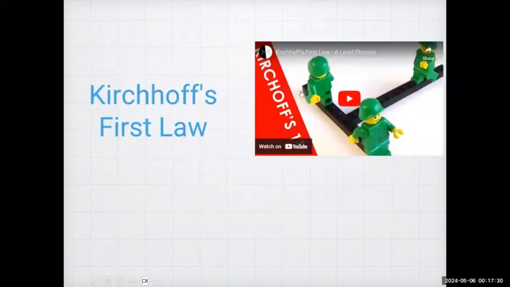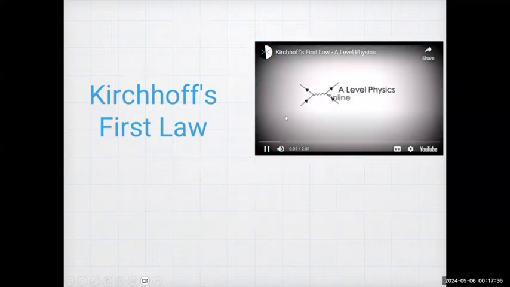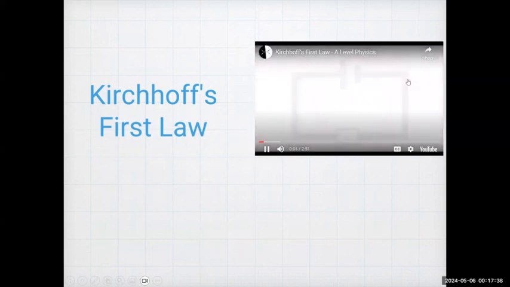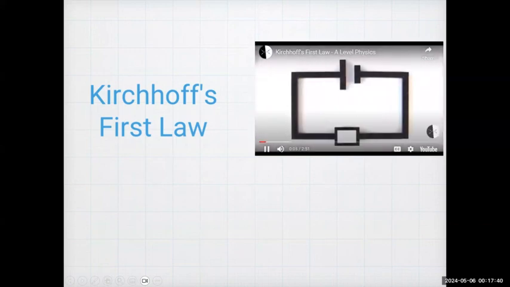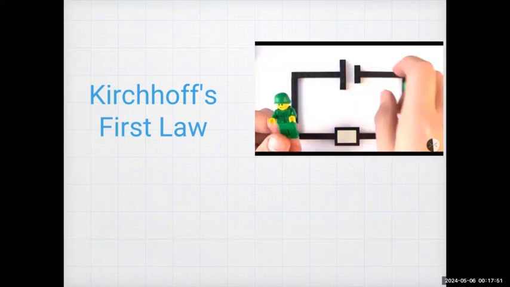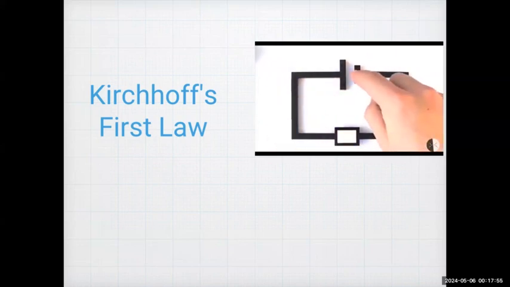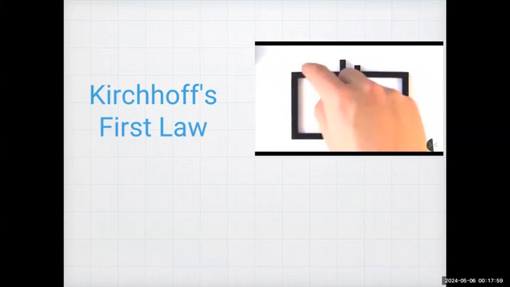Next, coming to Kirchhoff's first law. There are two laws: Kirchhoff's first law and Kirchhoff's second law. You can see here how exactly it works. This video is all about Kirchhoff's first law, or Kirchhoff's first rule, and it's all to do with the current and the conservation of charge. Current is the flow of electrons, and although conventionally current goes from positive to negative, the actual electrons go the other way around because they are negatively charged.